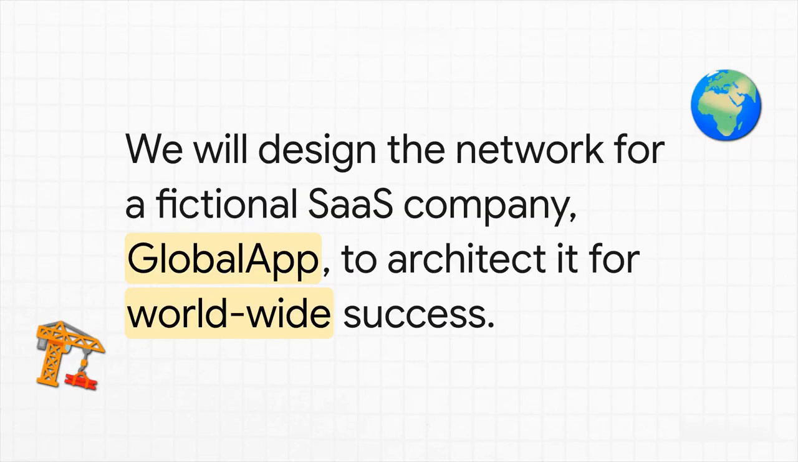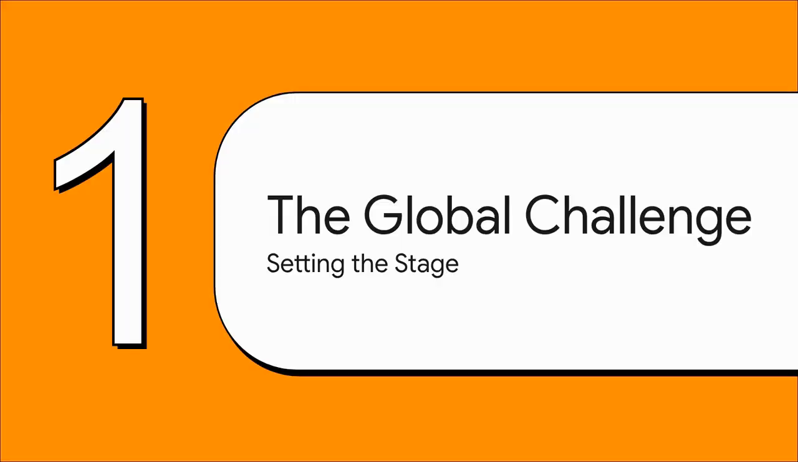We're going to design the network for a fictional SaaS company we'll call Global App. Think of this as a live architectural session. By the end, we're going to have a complete blueprint for global success. First things first, every great architecture starts with a really clear mission. So let's set the stage and define exactly what our global app needs to accomplish.